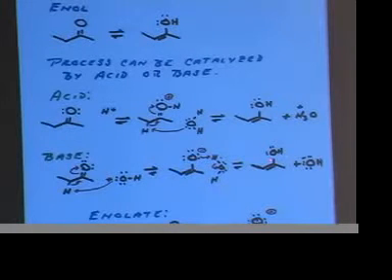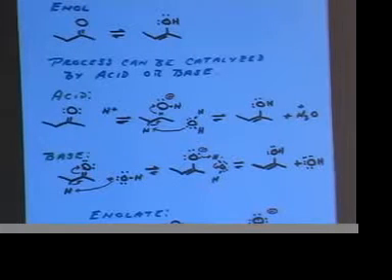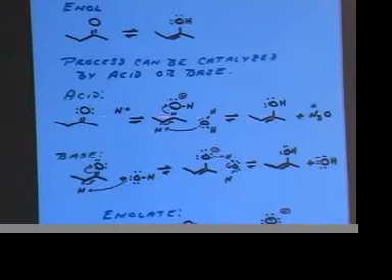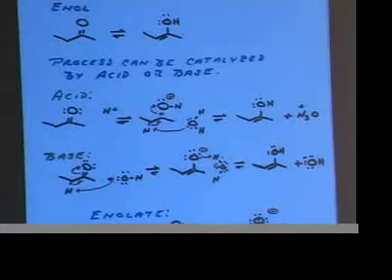All right, and once again, you'll notice that we've regenerated the catalyst, which in this case is hydroxide. So these are two ways in which we can enhance the concentration of enols in a naturally occurring ketone or aldehyde. We can do it either by acid catalysis or by basic catalysis. So that's one reactive entity that we're going to be talking about.